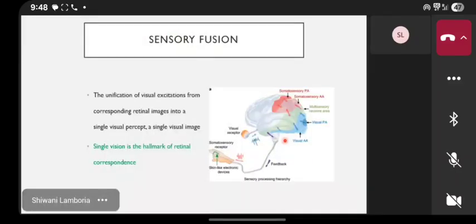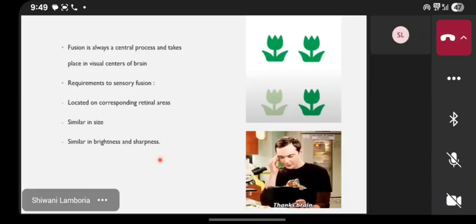Then sensory fusion and motor fusion are also important for binocular single vision, and sensory fusion happens at the level of the brain. So it is the unification of visual excitation from corresponding retinal images into a single visual percept. Single vision is the hallmark of retinal correspondence. So fusion is always a central process and takes place in the visual centers of the brain.